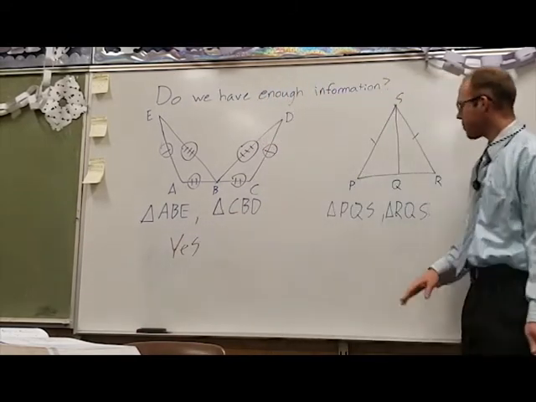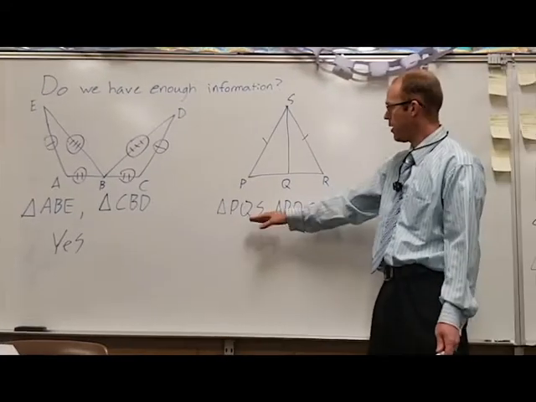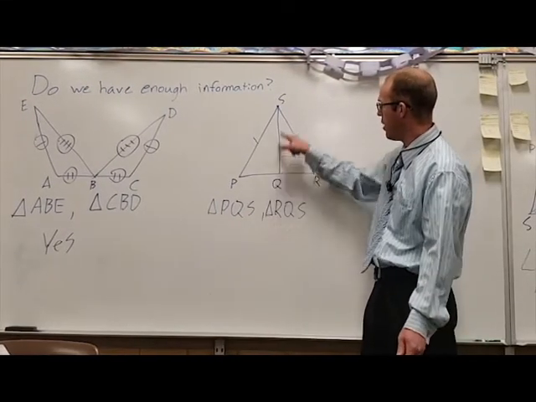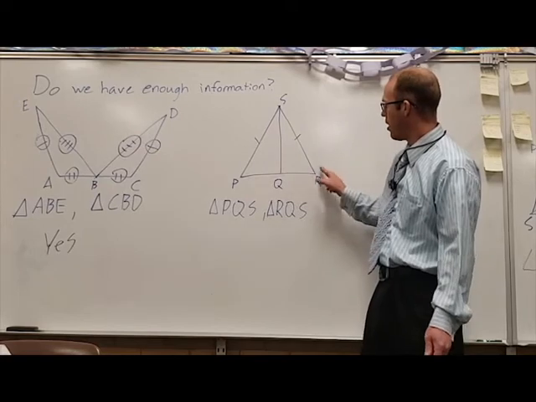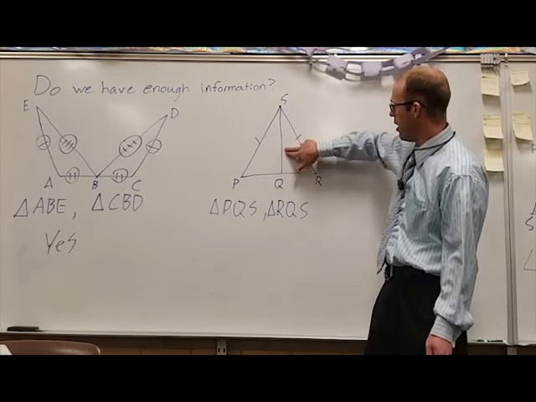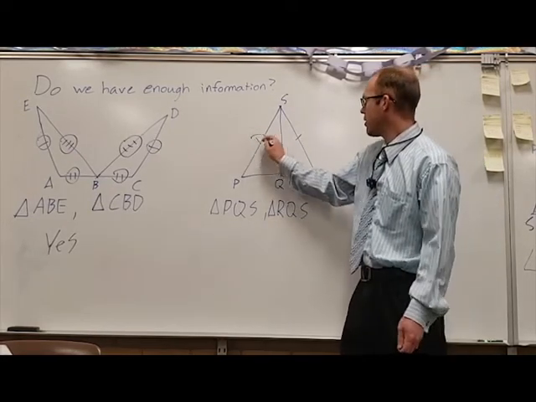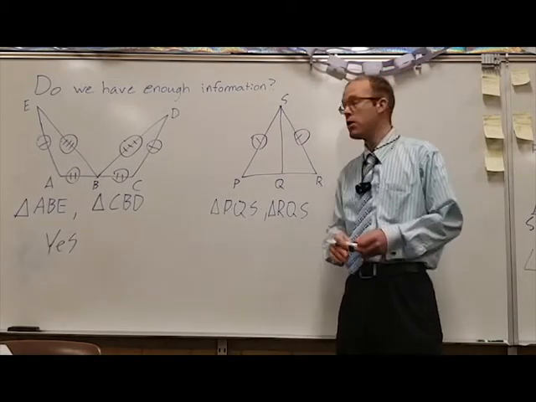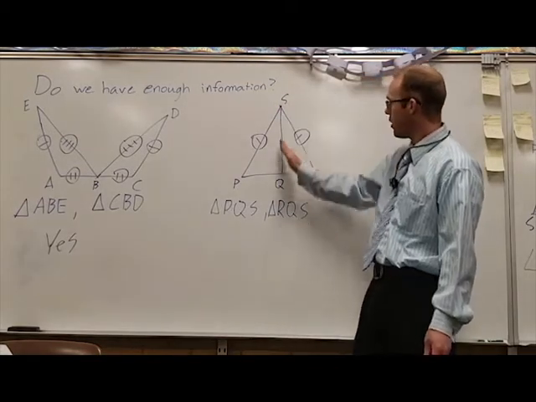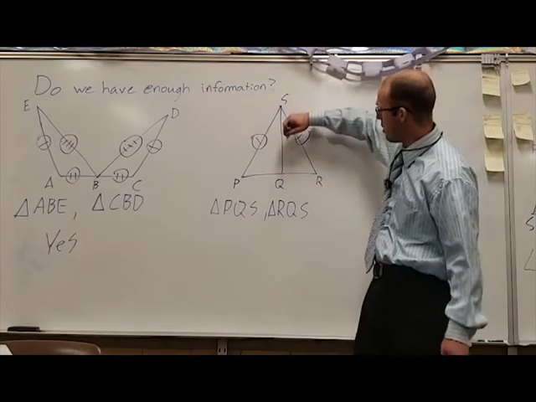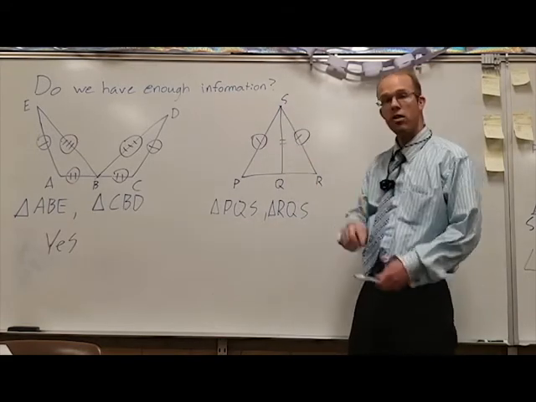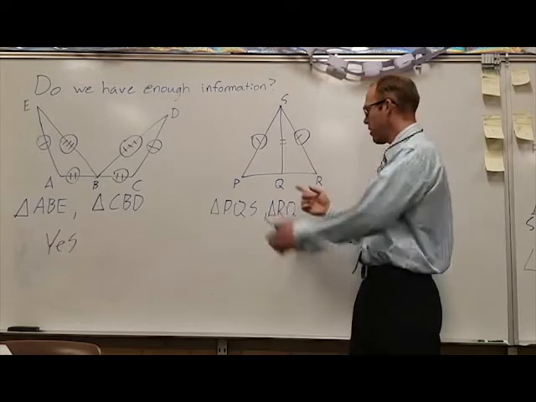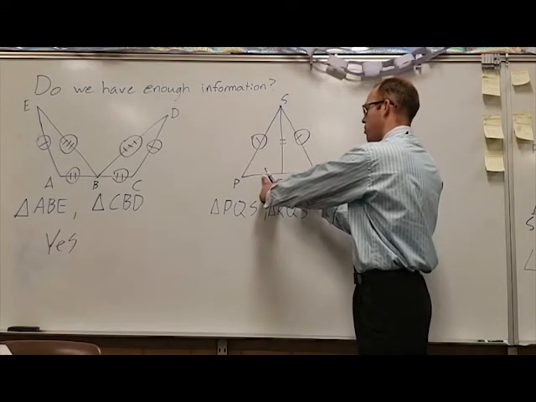On this one, we're looking at two triangles, PQS and RQS. PQS is the one on the left, and RQS is the one on the right. And we only have one pair of sides. So just like with previous sections, we're going to see if we can get some more information. I know that these two triangles share this side. So that middle side is congruent. That's our second pair.